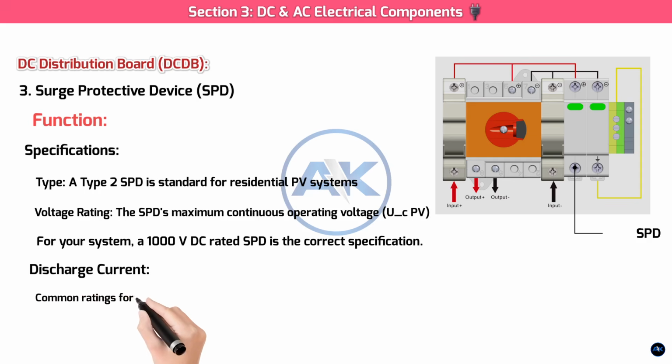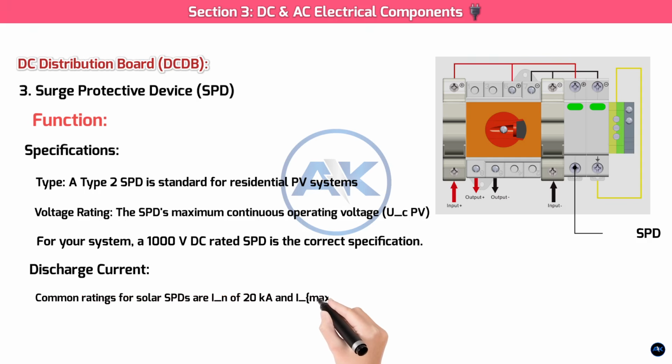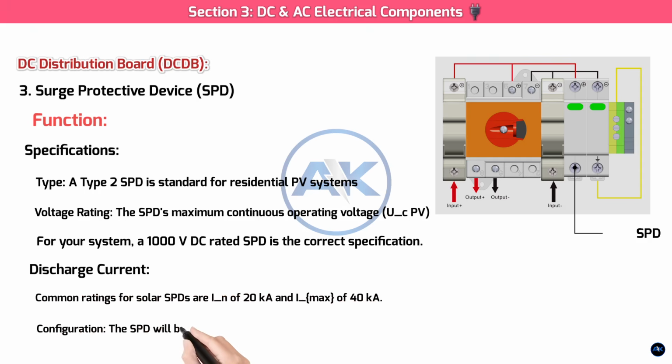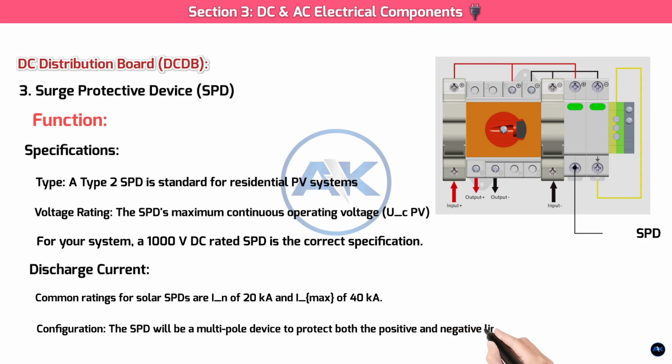Common ratings for solar SPDs are In of 20 kA and I max of 40 kA. Configuration: the SPD will be a multi-pole device to protect both the positive and negative lines of the strings.